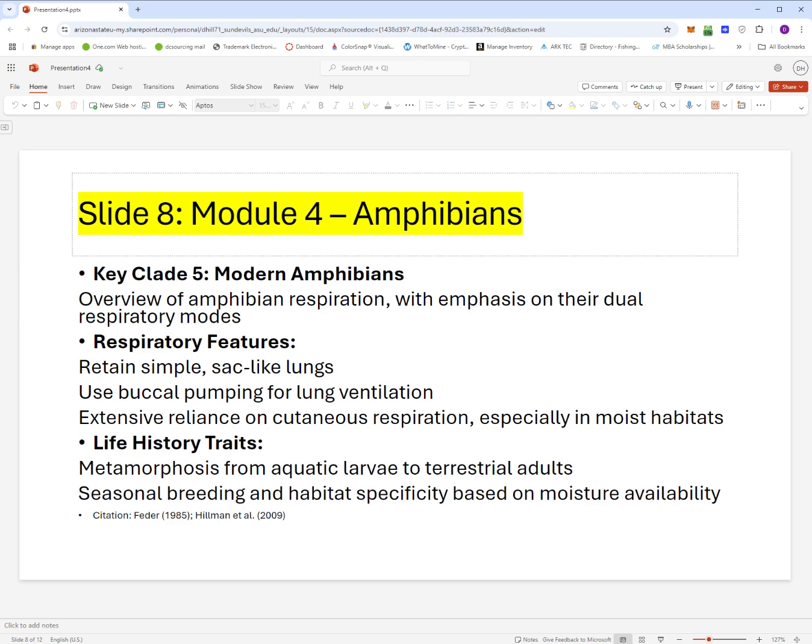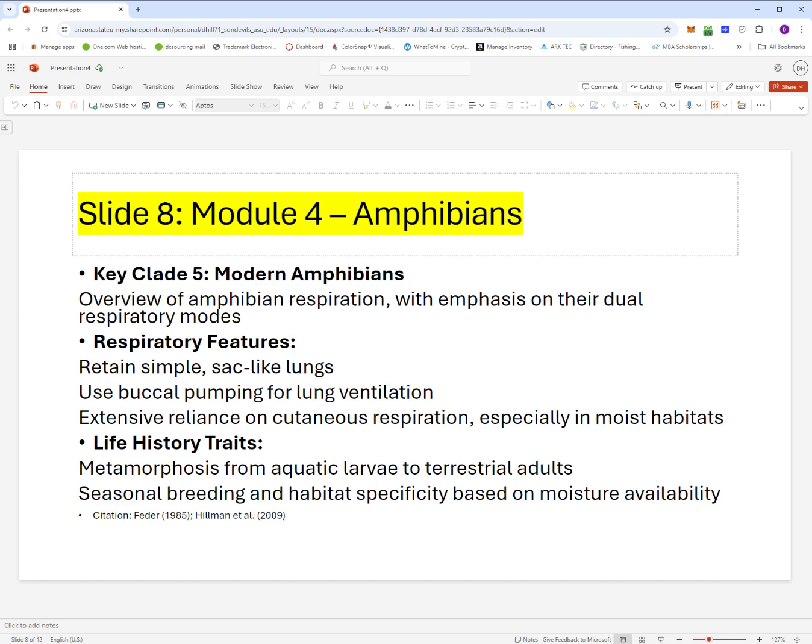Modern amphibians provide an excellent example of how early respiratory adaptations have been retained and modified. Amphibians, such as frogs, still rely on simple sac-like lungs ventilated by buccal pumping. Additionally, they depend heavily on cutaneous respiration, absorbing oxygen directly through their skin.